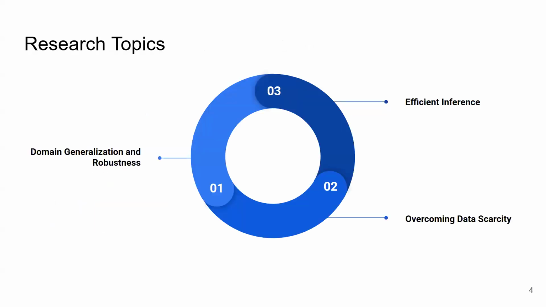Now it brings us to the research topics that we are interested in for medical imaging. First of all, domain generalization: if you train using data from one hospital, how can you generalize to different hospitals? Secondly, we want to overcome the data scarcity problem. We don't have enough data, so how can we get a good performing model? And then we also want efficient inference, because if you want to scale the application of medical tools, but your model requires a high-end GPU to run, not a lot of people can afford that. So that brings us to those topics.